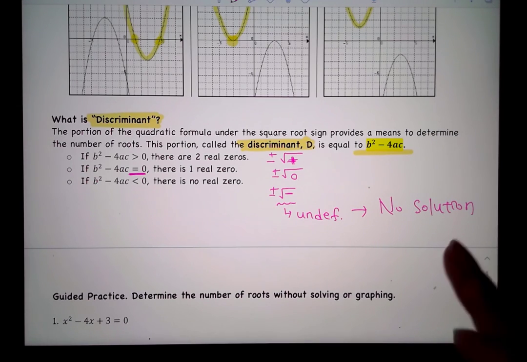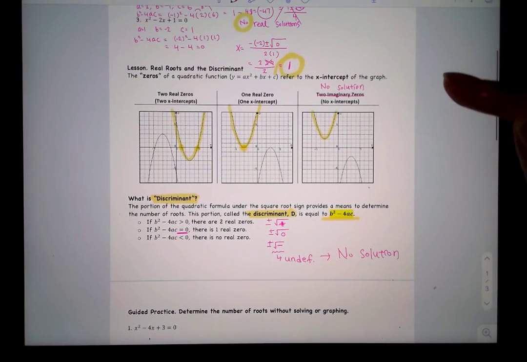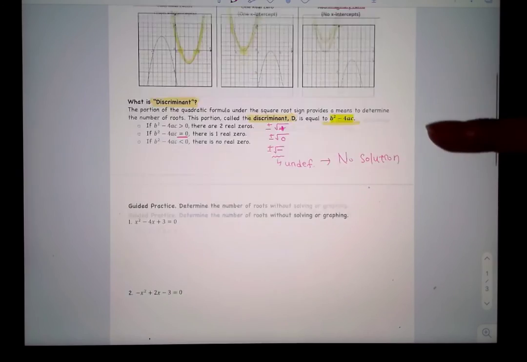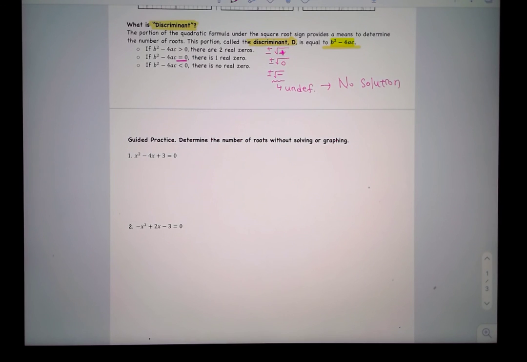Okay, so guys, up to here is the lesson for today, but we have 2 guided practice problems, so I'm gonna solve these 2 guided practice problems in the second video. All right, I'll be back.